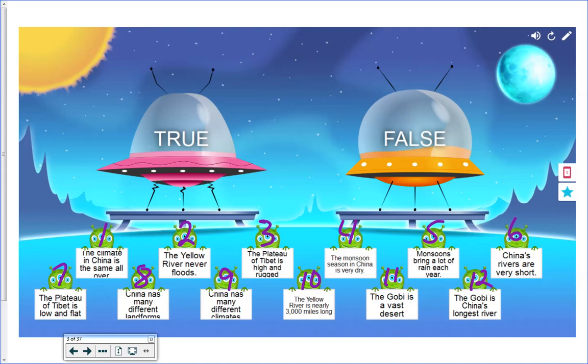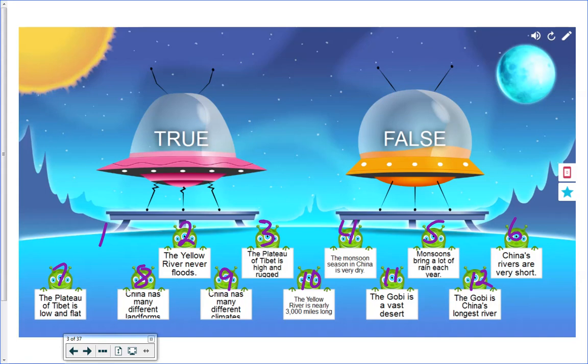Alright, let's go over these together and you can see whether you got them right or not. Number 1, the climate in China is the same all over. Well, China is so large that that can't possibly be true. China is over 4 million square miles big, as large as the United States, so that statement has to be false. It's too big to have the same climate.